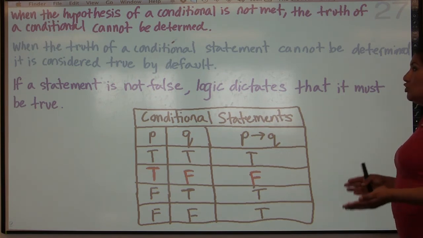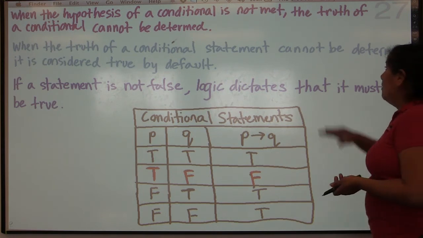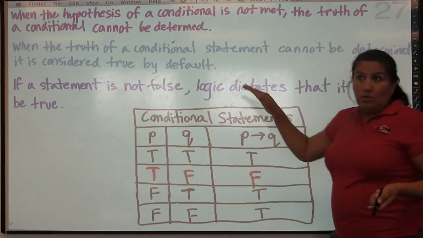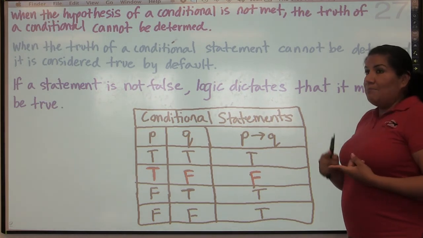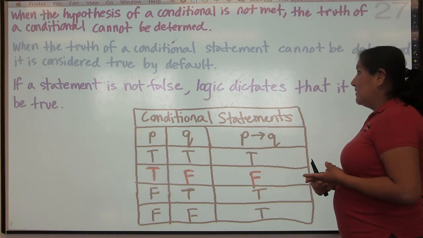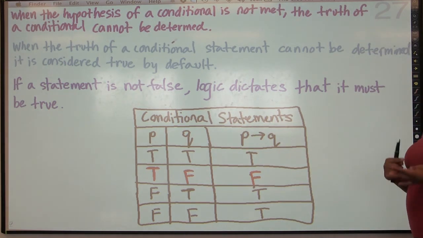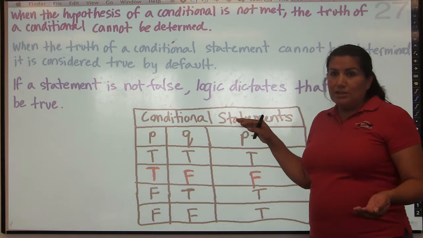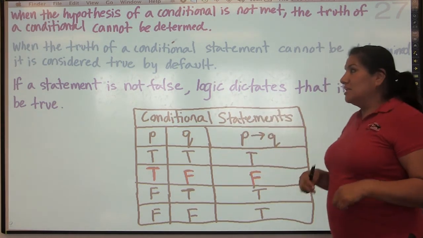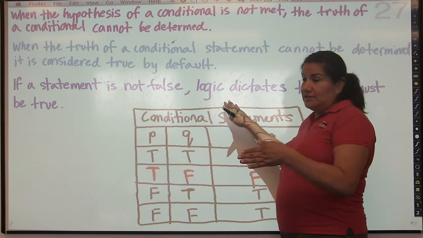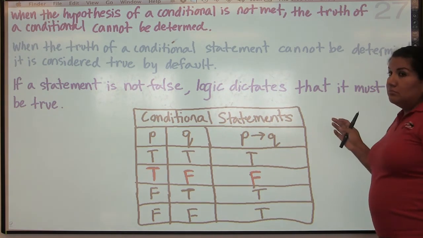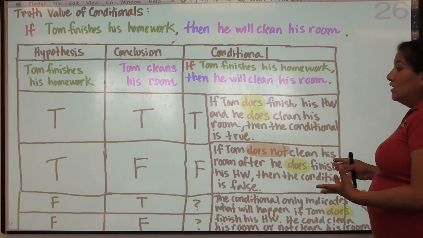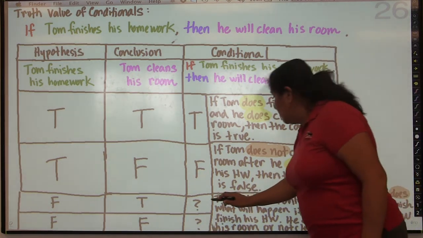Then secondly, when the truth of a conditional statement cannot be determined, which is what we just said in the first part, then basically it's considered to be true by default. Whoa, okay, so first we're saying that if the hypothesis is not met, we can't determine the truth value. And if we can't determine the truth value, then it's considered to be true. So how does that work? That's what the third part is. If a statement is not false, so if the truth value can't be determined, then that means it's not false. This is where the logic kicks in: logic dictates that it must be true. And that's what's happening in this case over here. We can't prove that it's false, so it must be true. So both of these would end up being true.